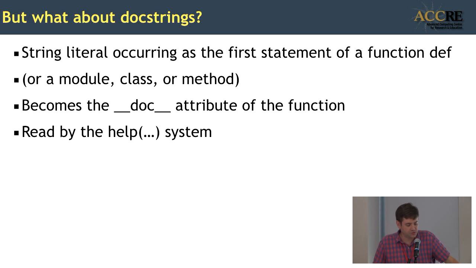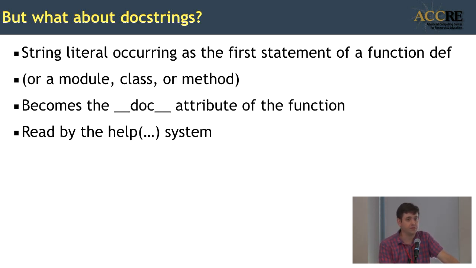A docstring is just a string literal that occurs as the first statement of a function definition, or a module, or a class, or a method in Python. What's special about it is it becomes a special attribute of that function, __doc__. If you run Python interactively and call help and give it the function as an argument, it will format and print out that docstring. Having said that to everyone, it really doesn't follow from that why this is an extremely important thing to always do, which is something that I've come to believe.